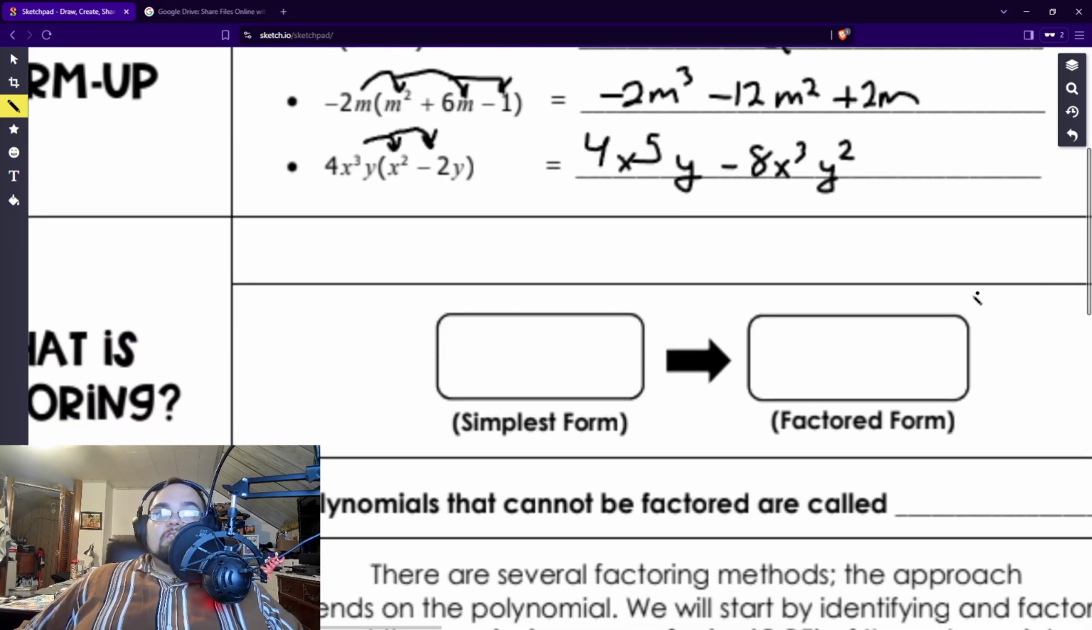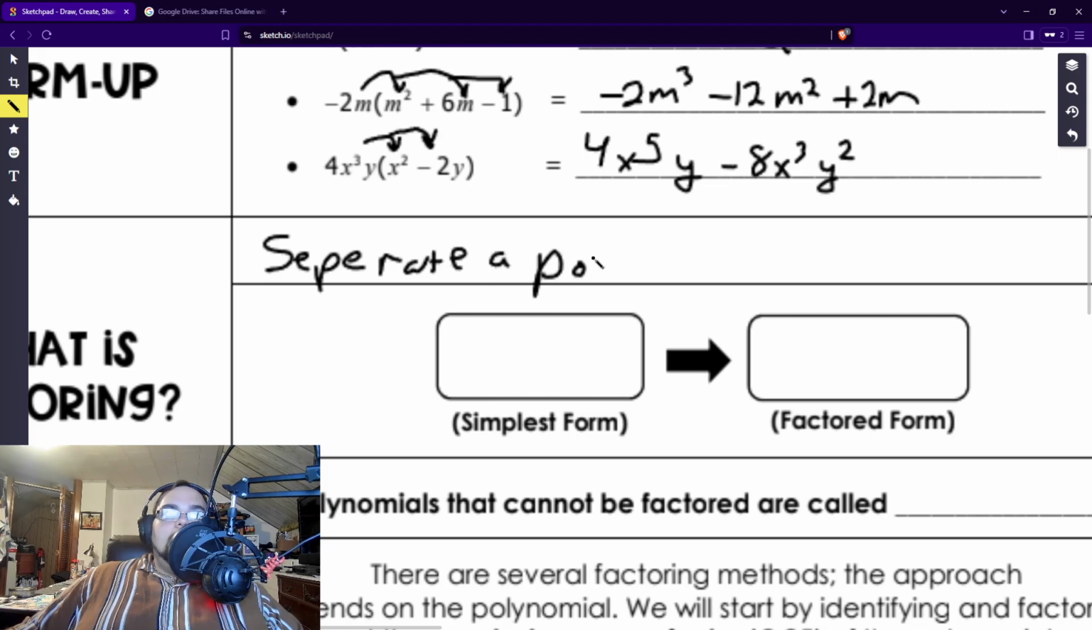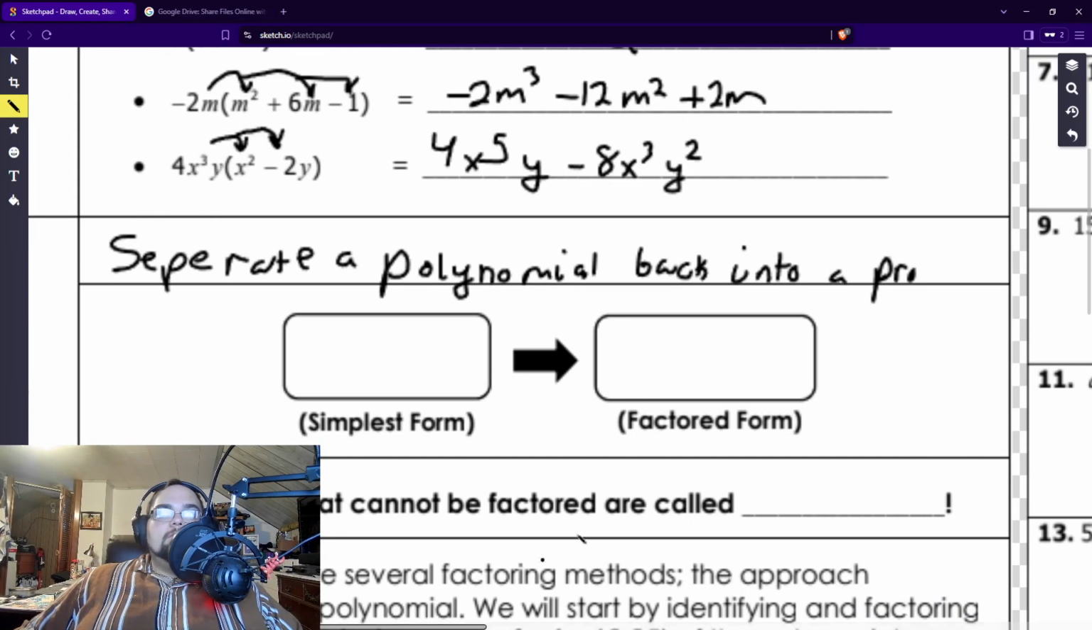So what is factoring? If this is distribution, if this is simplification, then we could consider factoring to be complexification, if you will. We want to separate a polynomial back into a product. And if you remember, product means to multiply or the end result.